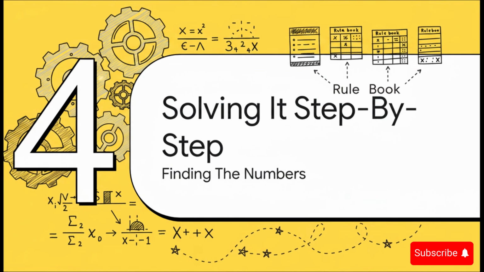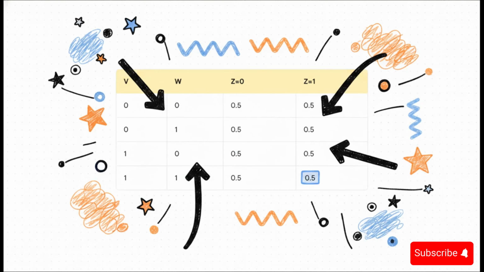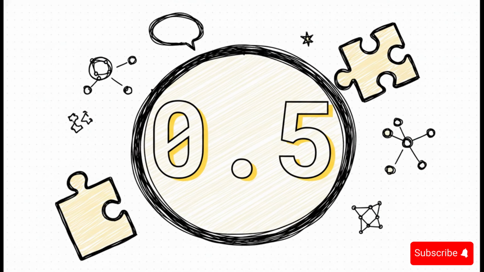All right, here we go. This is the fun part. We're going to take that formula piece by piece and just pull the numbers we need straight from the rulebook tables we just looked at. First up, we need to know the chance of Z being 1, assuming that both V and W are also 1. So we just go to our rulebook for Z. We find the row where V is 1 and W is 1. Then we slide over to the Z equals 1 column and boom, there's our number. Our first number is 0.9.